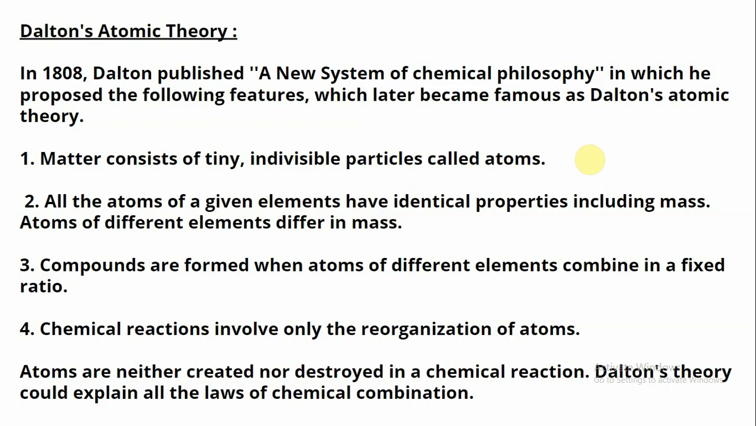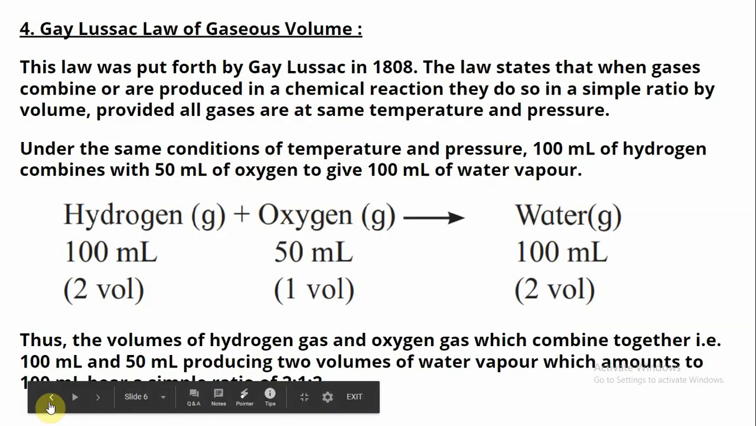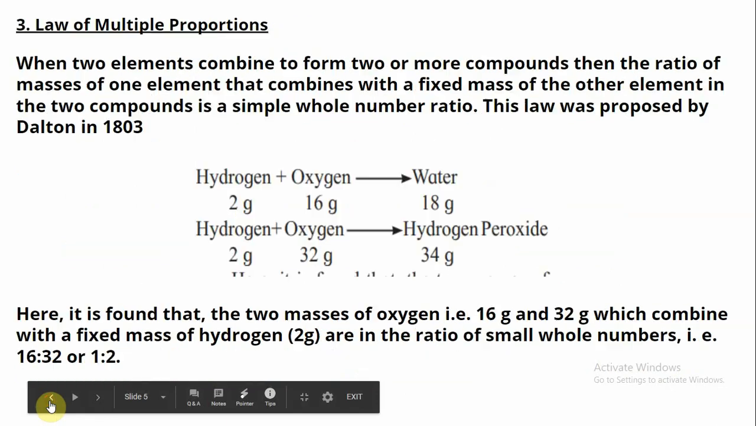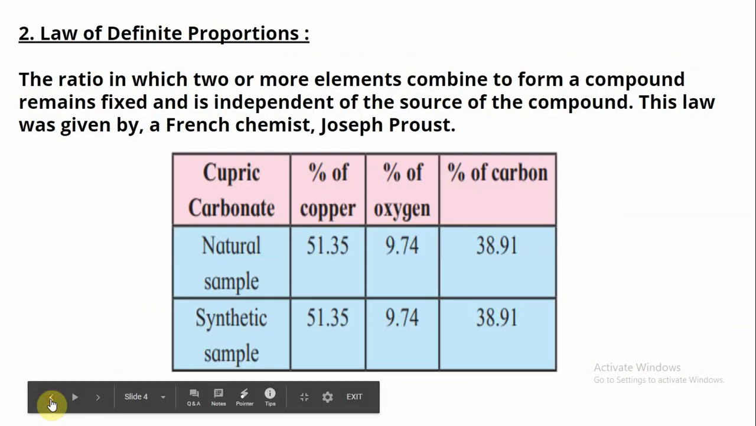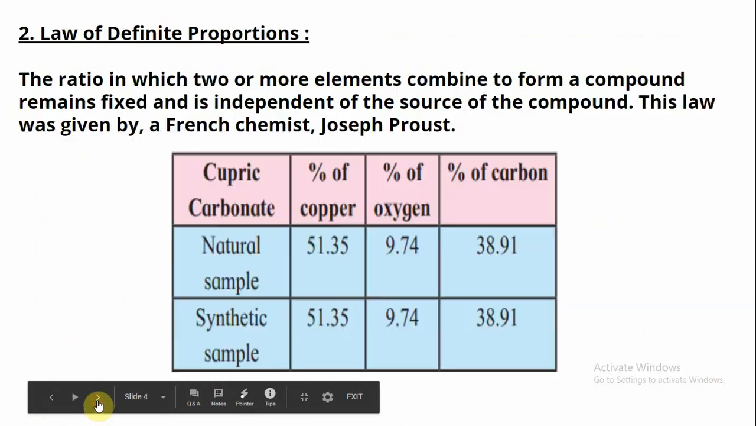Dalton's theory could explain all the laws of chemical combination. What we studied, the 5 laws of combination, are all explained in Dalton's atomic theory. First one, the law of conservation of mass: mass can neither be created nor destroyed. And the law of definite proportions: in a natural sample and a synthetic sample, all the proportions are the same.